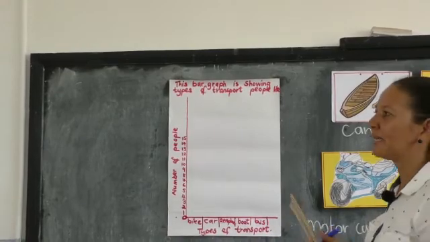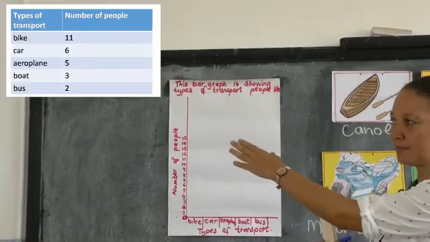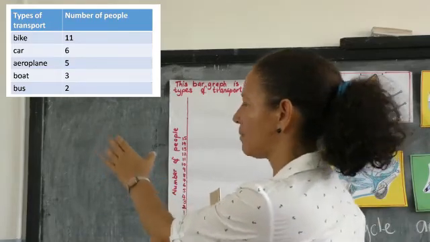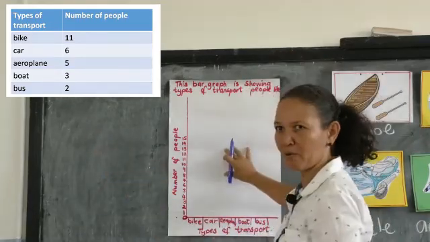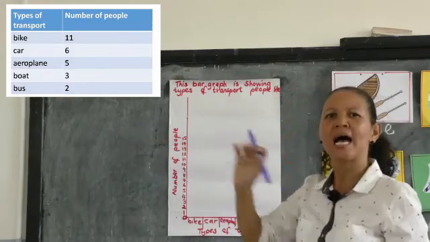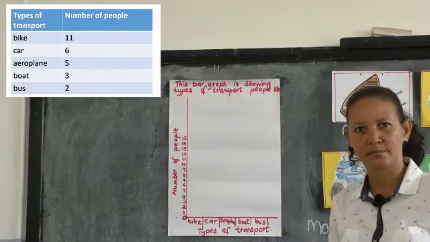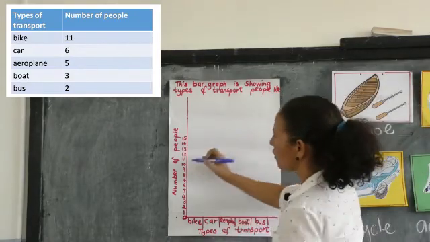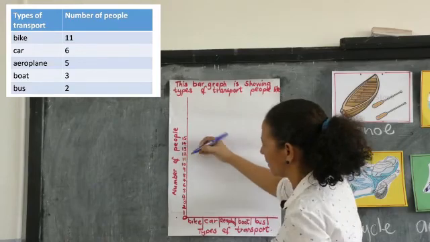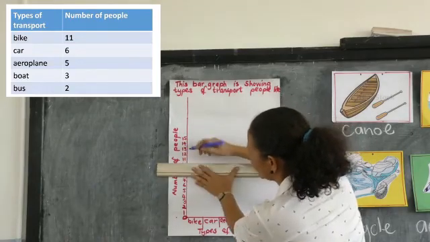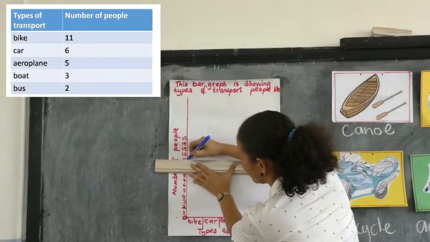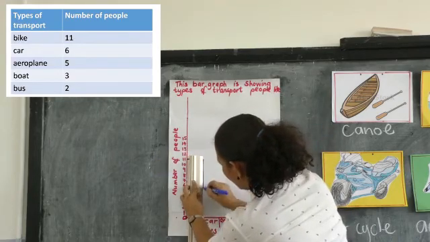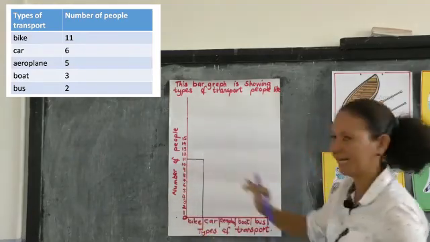The next step is we're going to look at the table again. So we are going to find the number of people and we are going to draw our bar graph. So the first one is bike. How many people like bike? 11. Correct. So take our ruler. We search for number 11 on our line. And we draw our first bar for the first one, which is 11.